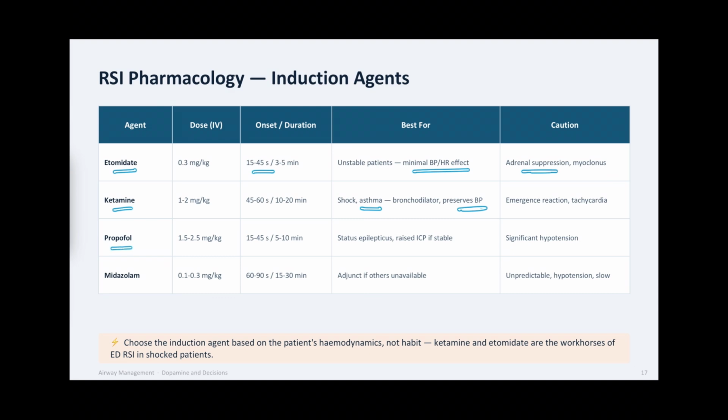Now let's discuss propofol. Propofol is an outstanding induction agent in stable patients. It provides rapid unconsciousness and reduces the cerebral metabolic demand. However, it causes vasodilatation and myocardial depression. Administering propofol to shock or trauma patients without preparation can rapidly worsen the hypotension. Finally, midazolam. It is useful for sedation. It has slower onset and less predictable effects. It is generally not considered a first-line induction agent for emergency rapid sequence intubation when better alternatives are available. The key message is choose drugs based on the patient's physiology, not by habit.